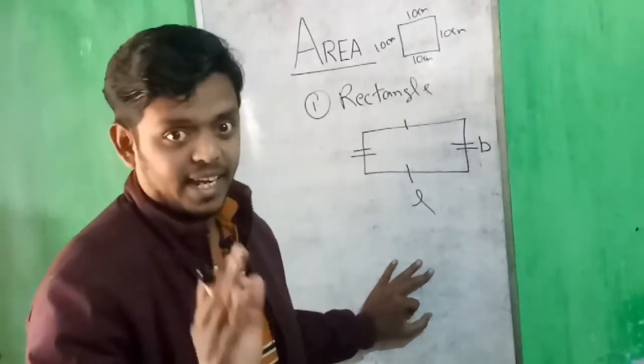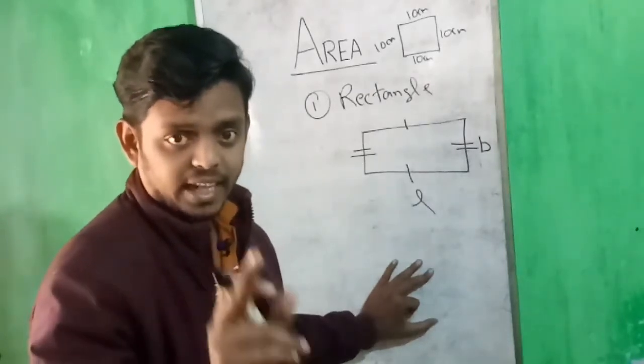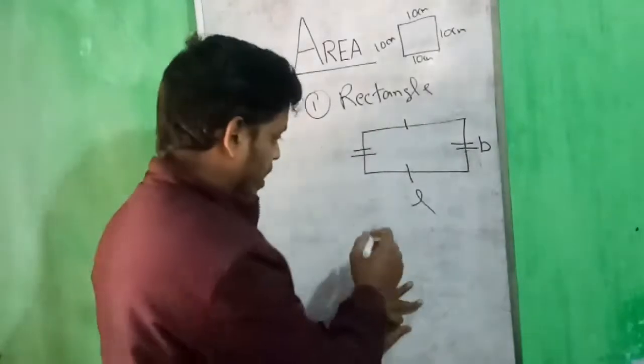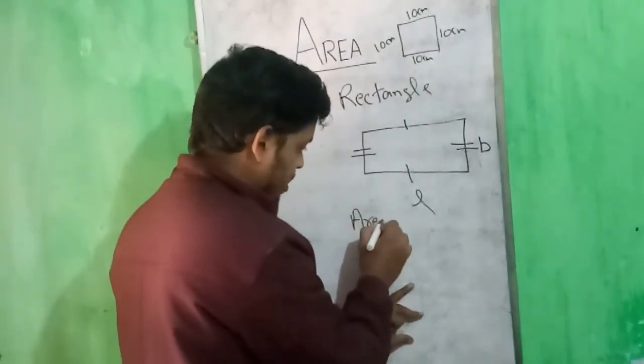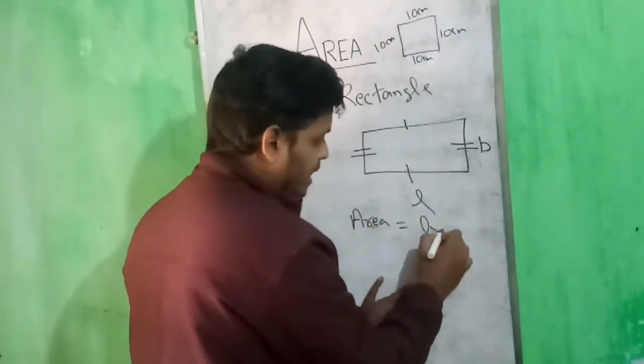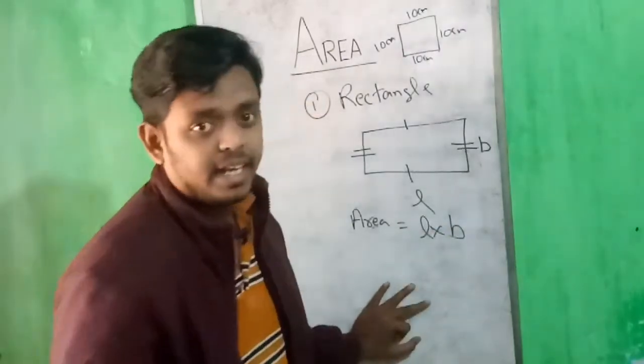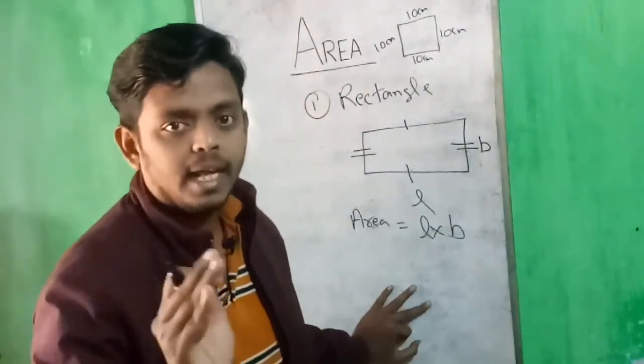Now the area of a rectangle formula. What is the area of a rectangle formula? The area of a rectangle is length into breadth. Area of a rectangle, length into breadth.